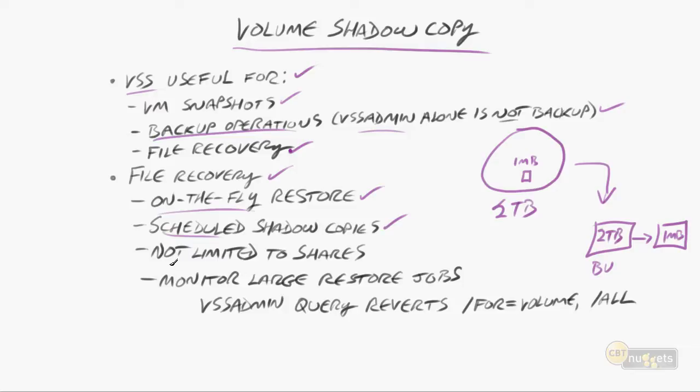And it's also going to be not limited to shares. In earlier versions of Volume Shadow Copy, it was only on shared volumes that you could configure this. Now you can create it on anything, pretty much. You can also do this to monitor large restore jobs, so that if you have to restore a great deal of data using VSS and it takes a long time, you can use this command. This is just an FYI. I could use vssadmin query reverts and then /fo equals and then a volume letter, like C:/ or something like that, or I could just do a /all, whichever one applies. But let's go ahead and take a look and see how we configure this and how it works.